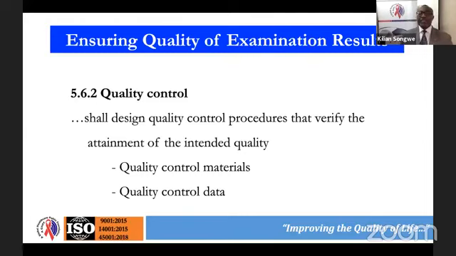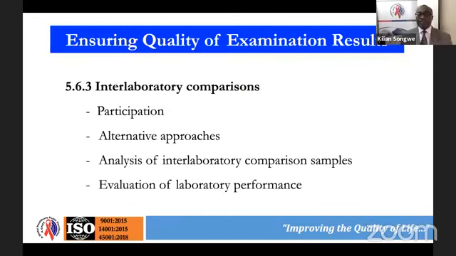So if we look at quality control, the standard again is very clear. It says it shall be designed so that the quality control procedures verify the attainment of the intended quality of the result. For you to look at that and ensure that the intended quality is attained, there needs to be control material. Quality control material needs to exist. And quality control material has to exactly mimic the specimen that you're going to use. So if you're going to use blood, your quality control material should have the same features as blood, human blood, by the way. Quality control data, ensuring that you have enough data points to be able to make reference to.